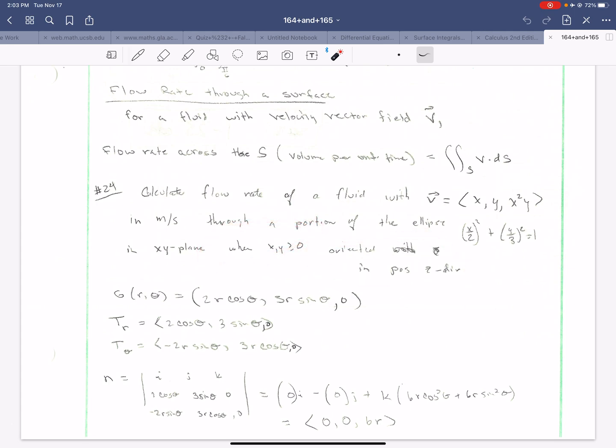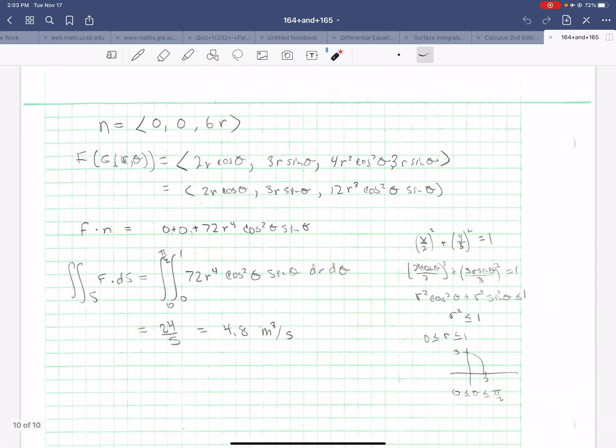The other thing is, it says oriented in the positive z direction. This is oriented already, just pointing straight up in the z direction, and so for that reason, it has the correct orientation. And so there you have it.